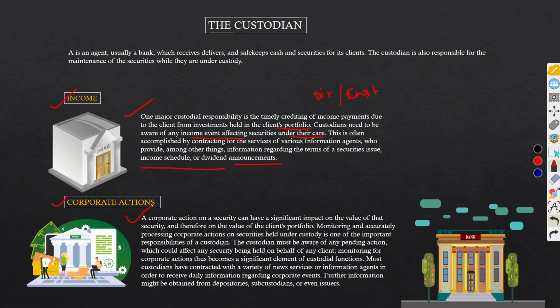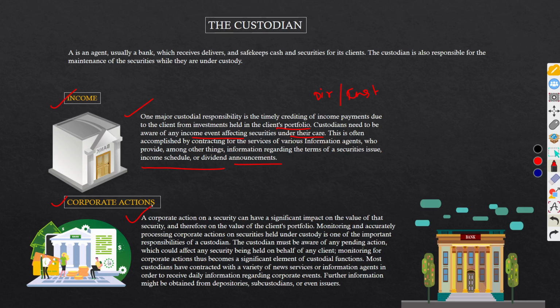and therefore on the value of the client's portfolio. Monitoring and accurately processing corporate actions on securities held under custody is one of the important responsibilities of a custodian, and the custodian must be aware of any pending action which could affect any security being held on behalf of any client. Monitoring for corporate actions becomes a significant element of custodial functions. Most custodians have contracted with a variety of news services or information agents in order to receive daily information regarding corporate action events. Further information might be obtained from the depositories, sub-custodians, or event issuers.